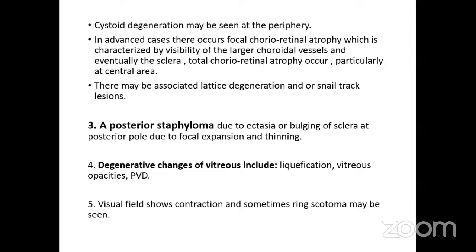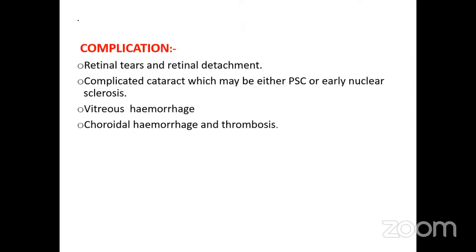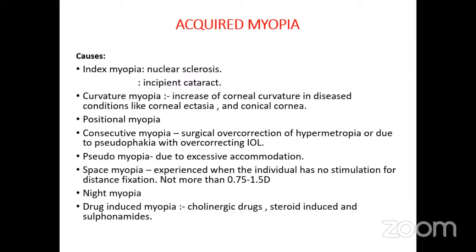Then visual field shows contraction, and sometimes ring scotoma may be seen. Then complications: if this pathological myopia is not treated, retinal tears and retinal detachments occur, complicated cataract, PSC or early nuclear sclerosis occur, vitreous hemorrhage, choroidal hemorrhage, and thrombosis occur.